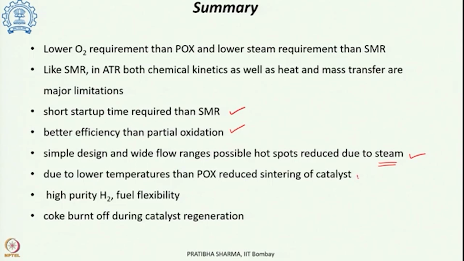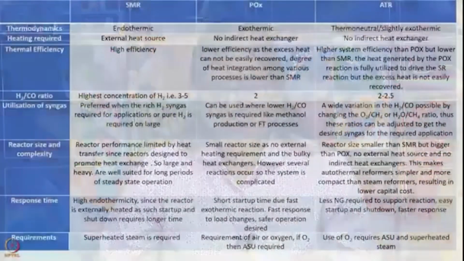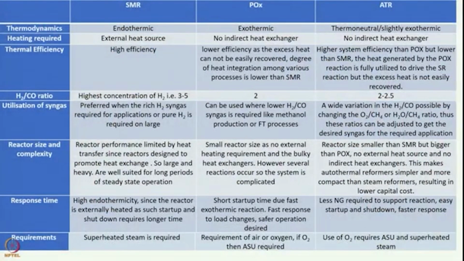The temperatures encountered in the autothermal reformer are lower than in partial oxidation, and as such the problem of sintering is lowered in the autothermal reforming process. And we can use other fuels also, and get high purity hydrogen. The coke which is formed can be burned off during catalytic regeneration. Now let us compare all the three processes that we have learned so far: the steam methane reforming process, partial oxidation and autothermal reforming, based on several parameters.